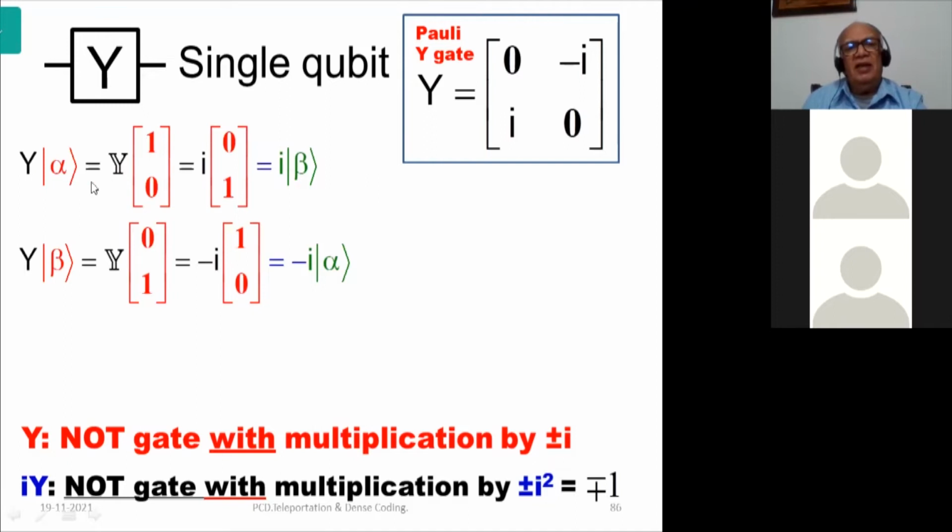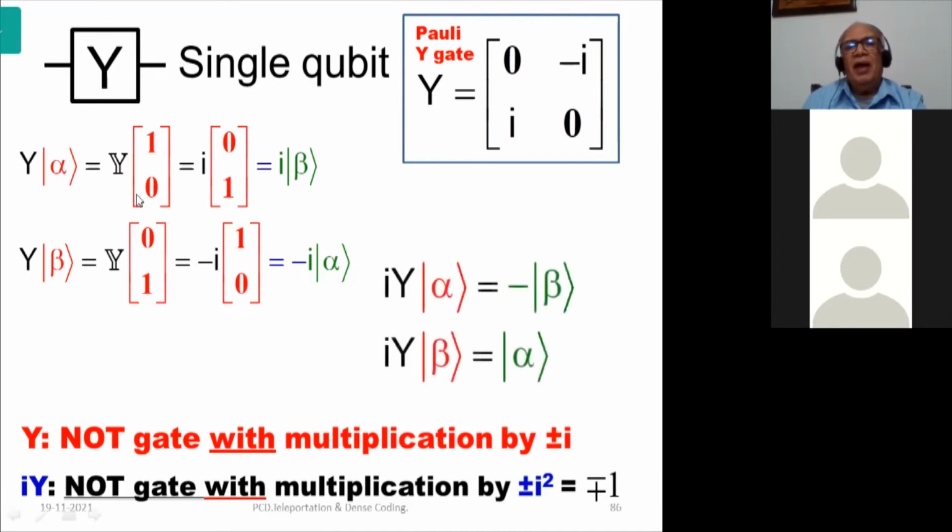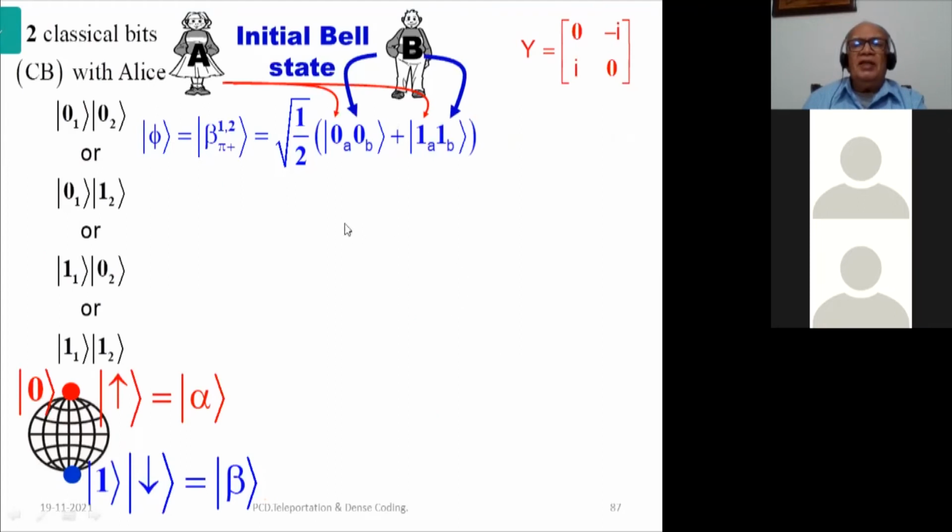So first, this is the impact of the Y gate itself, and the iY gate changes alpha to beta. So this is like a NOT operation, but with a minus sign here, and beta to alpha, this is like the usual NOT. But together, it is not the NOT gate because this sign has changed, but only the sign of beta becomes minus, this remains plus. So this is to be done carefully, keeping track of the signs.